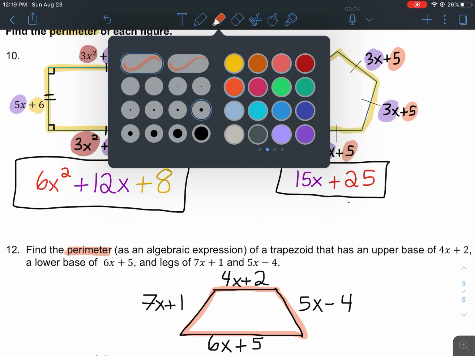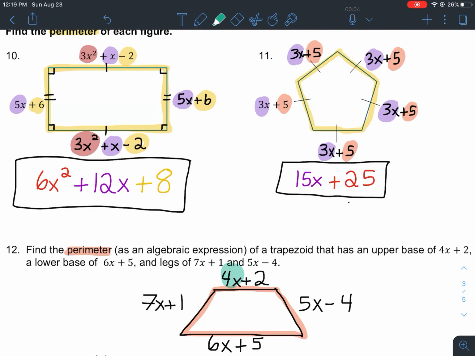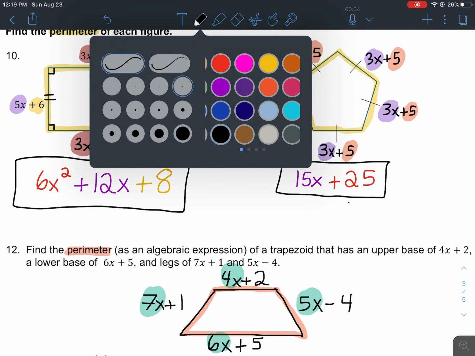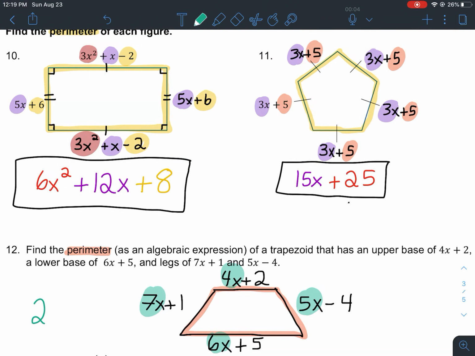So I'm going to identify which ones are the like terms. So I have 4x plus 7x plus 6x plus 5x. If I add all those up, 4x plus 7x is 11x, plus 6x is 17x, plus 5x is 22x.